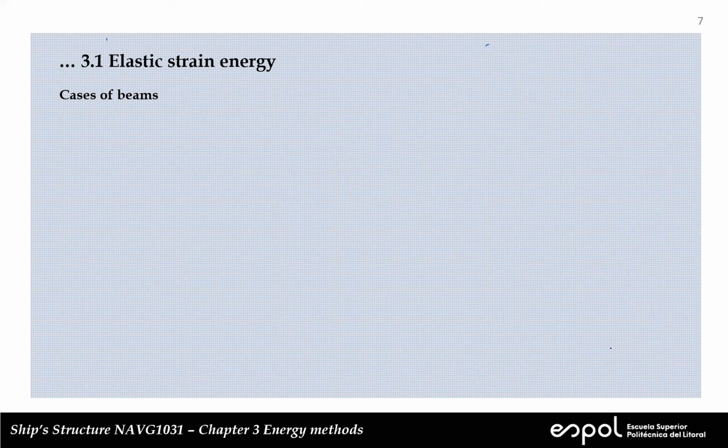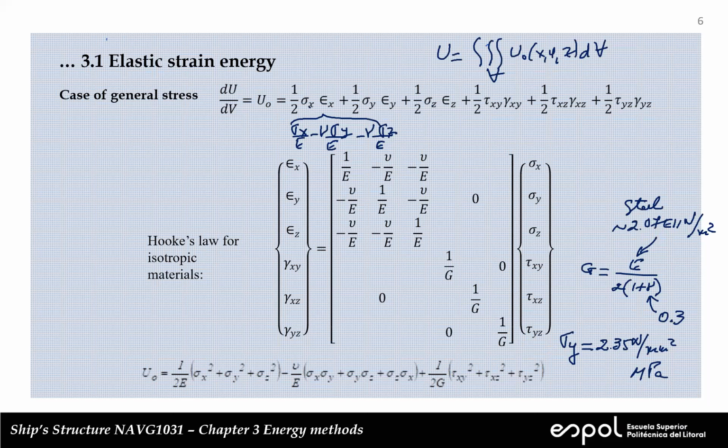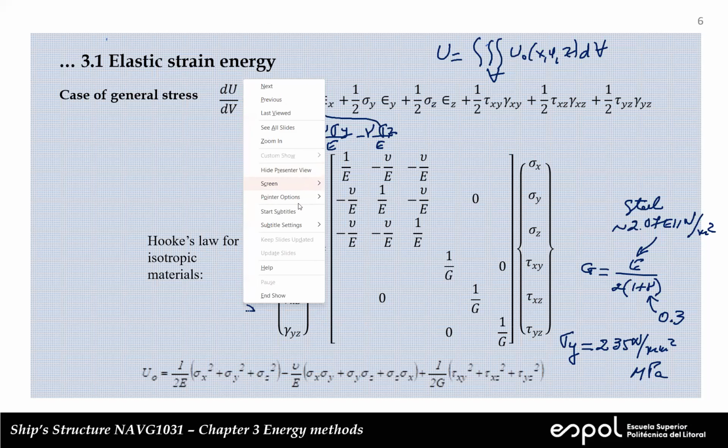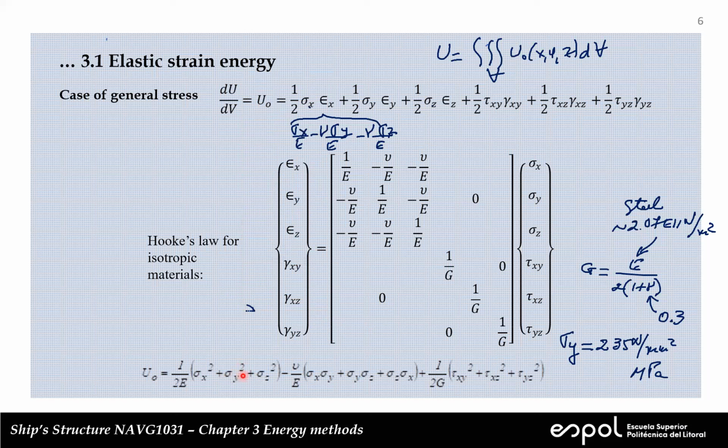Now, what happens in our cases? For the analysis of beams, we consider that we have only two elements of these stresses: the normal stress and the shear stress. That's all, right? So we are not going to have 6 terms as you can see here. We're only going to have sigma x and tau xy. So in the first part here, you're not going to have this or that, only this one here.